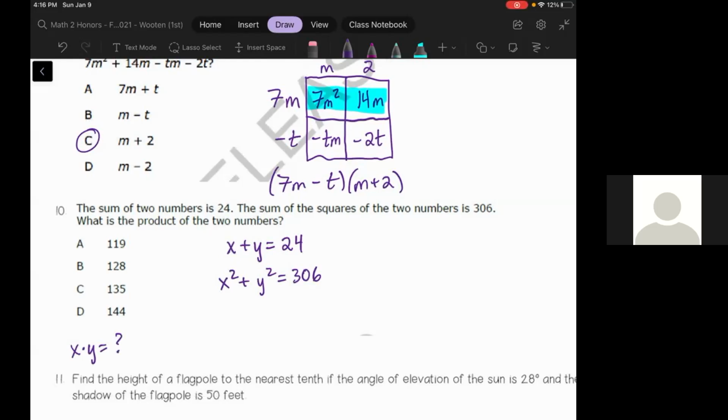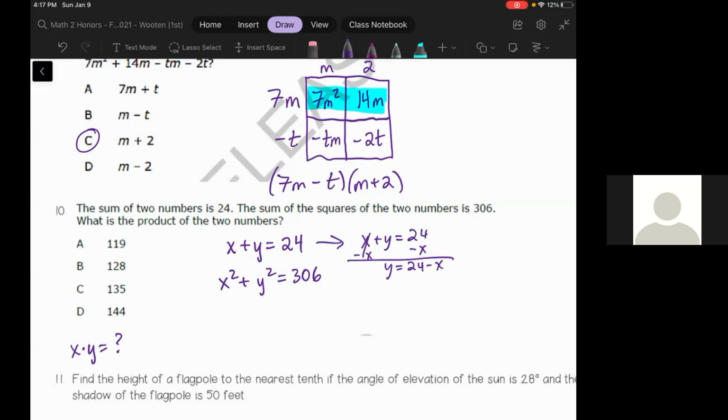So I could solve this algebraically. Remember the algebraic methods we use are substitution and elimination. For elimination, we would need x squareds in both of these or y squareds in both of these and try to cancel them out. That's not really going to be easy to do. So I could use substitution. Take that top equation and say, okay, y equals 24, let's just take away an x from both sides. That would make y equals 24 minus x.